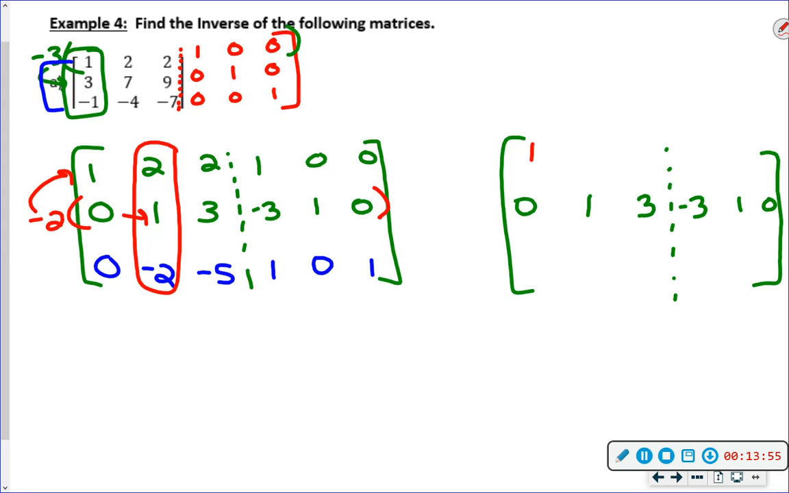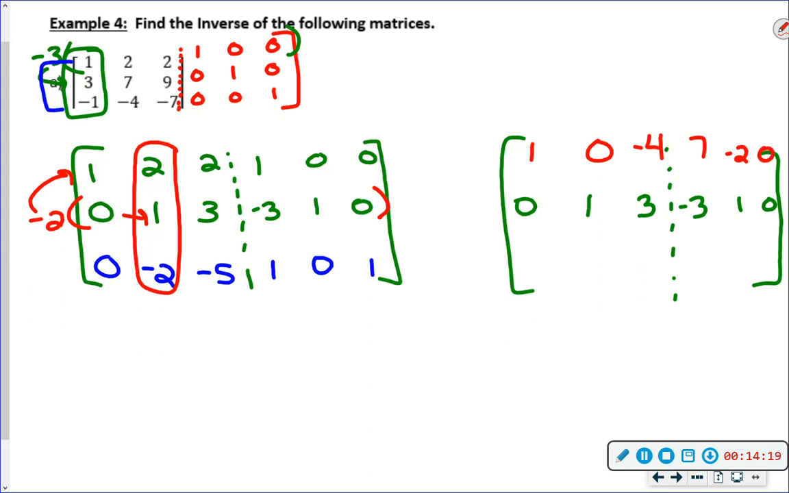-2 times 1, -2 plus 2. -2 times 3, -6 plus 2. -2 times -3, 6 plus 1. -2 times 1, -2 plus 0. -2 times 0, 0 plus 0.